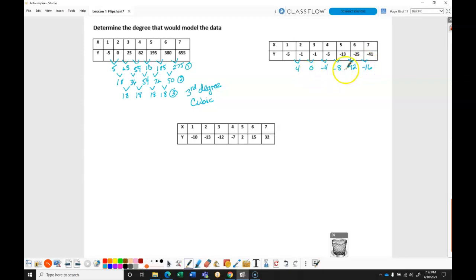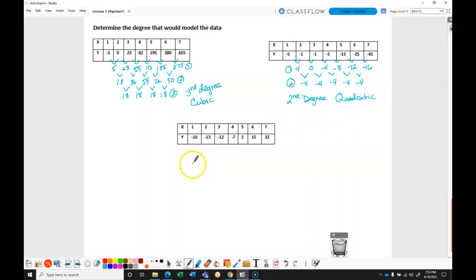But I'm seeing a pattern in that. So I have a feeling it's going to be the next row. So 0 minus 4 is -4. -4 minus 0 is -4. -8 minus -4 is -4. -12 minus -8 is -4. And we have another -4. So we didn't find linear, but we did find it on the second line, which says it's the second degree, or we could say quadratic.